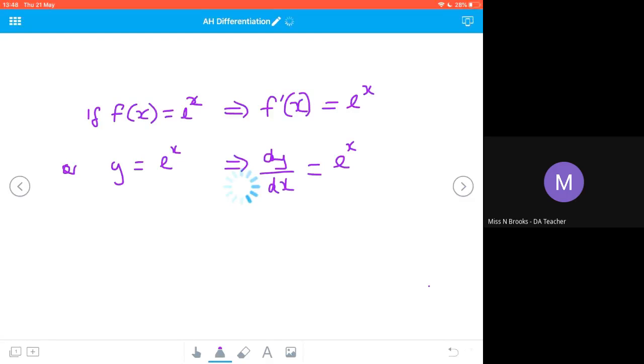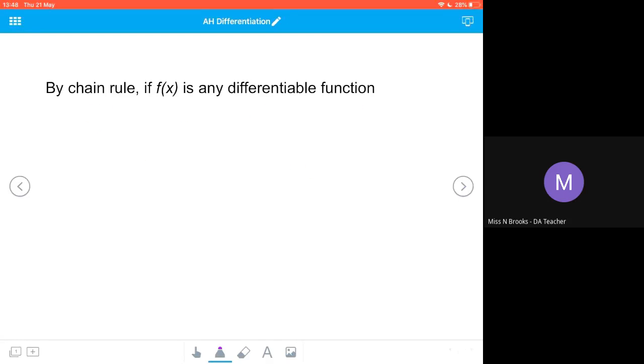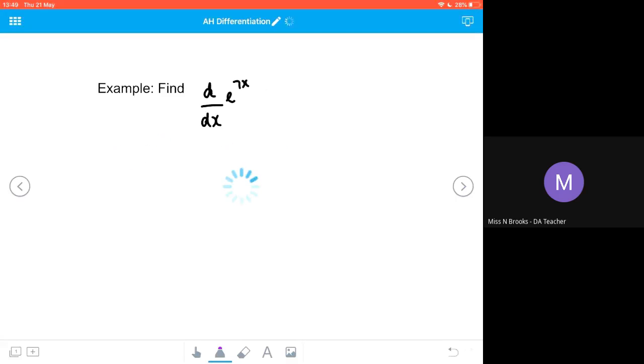So by the chain rule, if f of x is any differentiable function, then we can say that the derivative with respect to x of e to the power of f of x is going to equal e to the f of x multiplied by the derivative of that inside function. So let's have a look at a couple of examples. We want to find the derivative of e to the power of 7x with respect to x.